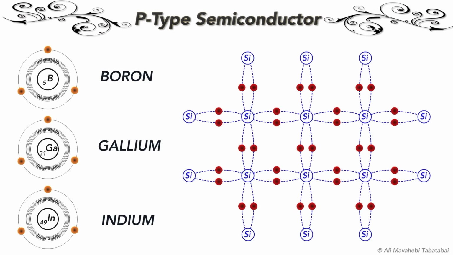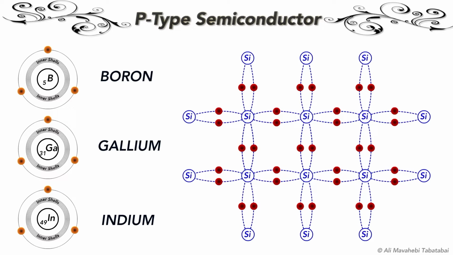In p-type semiconductors, a small amount of impurity from group 3 of the periodic table, such as boron, gallium, indium, or aluminum, is added to the pure semiconductor. These atoms contain 3 valence electrons in their outermost shell.